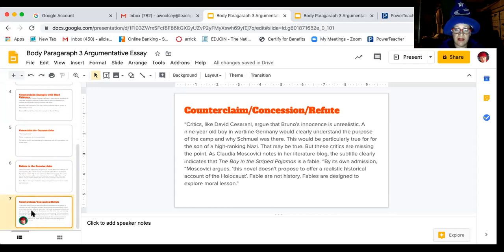As Claudia Moscovici notes in her literature blog, the subtitle clearly indicates the boy in the striped pajamas is a fable. By its own admission, Moscovici argues this novel doesn't propose to offer a realistic historical account of the Holocaust. Fables are not history. Fables are designed to explore moral lessons.